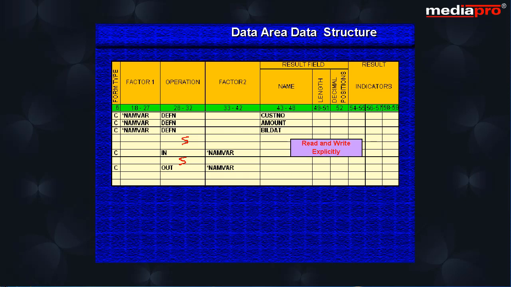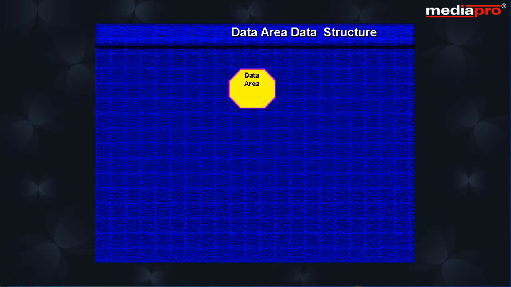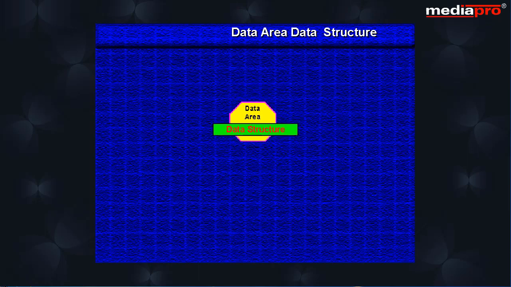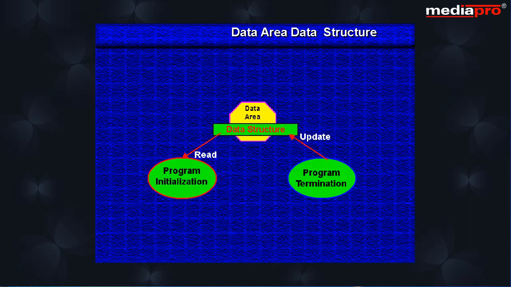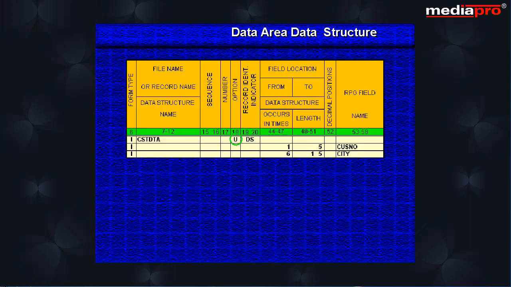The data area has to be explicitly read from the storage and written back. Instead, if we define the data area as a data structure, it will be implicitly retrieved during program initialization and updated when the program ends. A U in column 18 of the line that defines the data structure identifies a data area data structure. The name specified in columns 7 to 12 must be that of an existing data area.